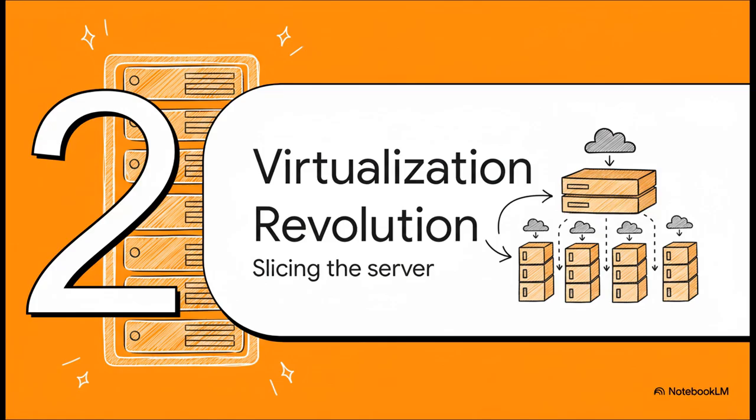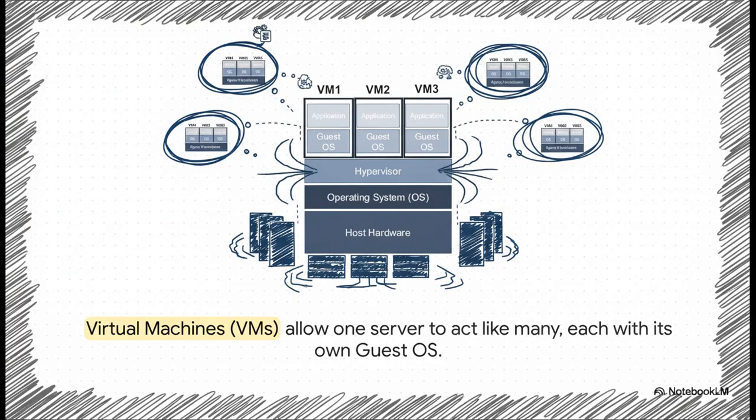This was the first giant leap forward, and it was a brilliant solution to the wastefulness of bare metal servers. The idea was actually pretty simple. What if we could take one powerful physical server and slice it up into a bunch of smaller virtual ones? So how did they do it? Well, there's this special piece of software called a hypervisor that sits right on top of the hardware. Think of it like a traffic cop for the server's resources.